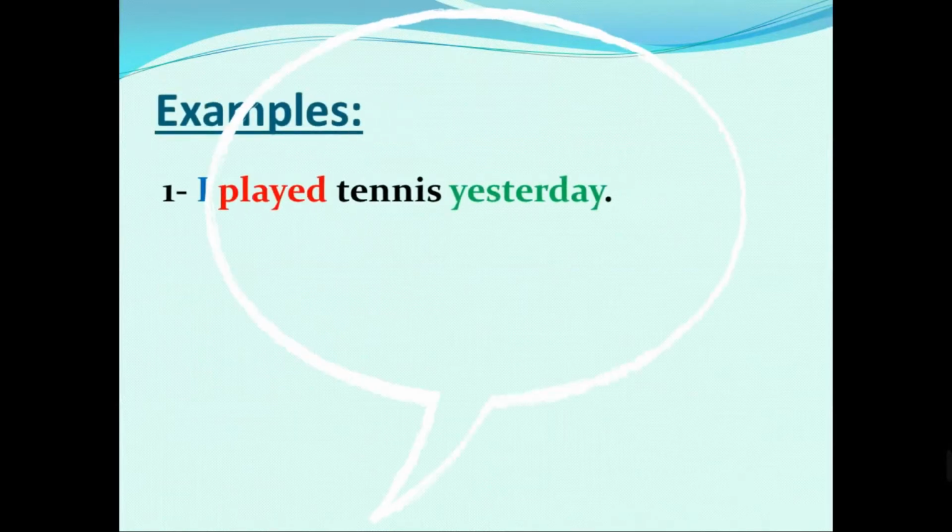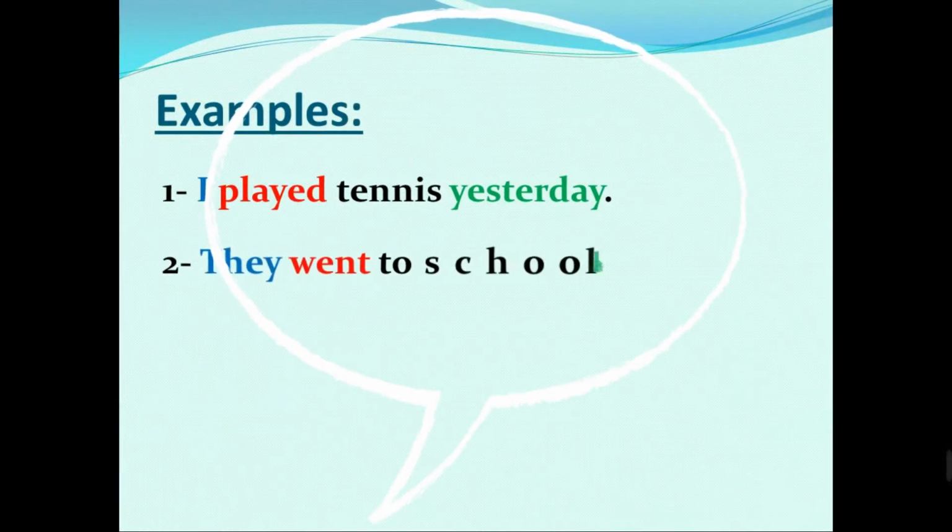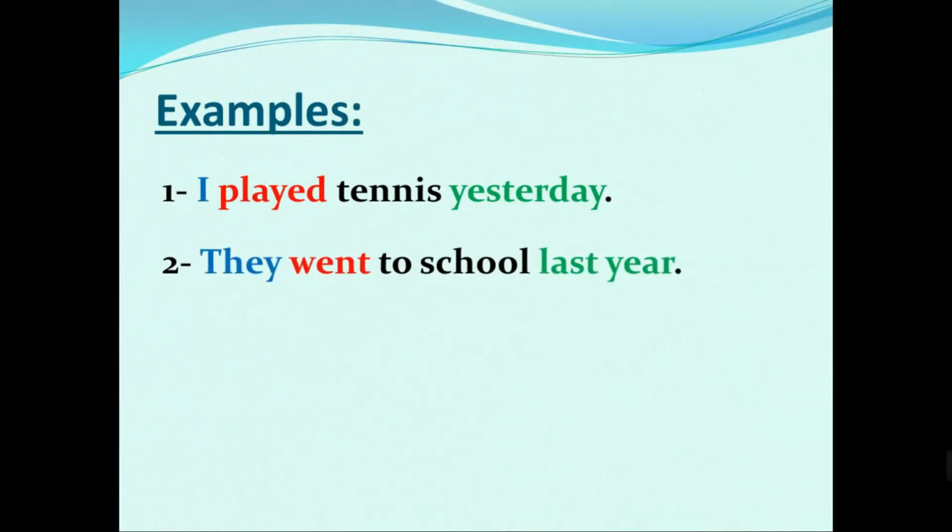And here we have some examples. Number one, I played tennis yesterday. Number two, they went to school last year. Played is a regular verb because it ends with ed. Went is an irregular verb. The form of the verb has changed. Okay?